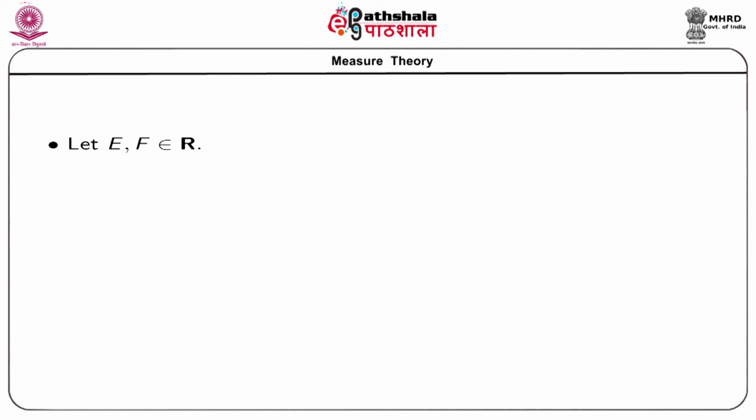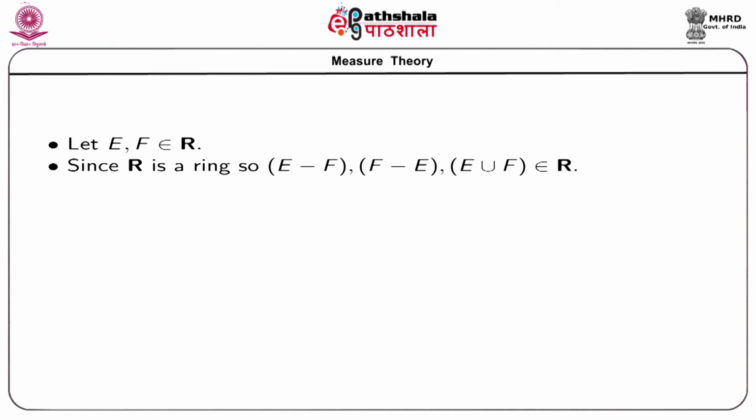Now, we start with two sets E and F from R. Since R is a ring, E minus F, F minus E and E union F, all of them belong to R. Consequently, as R is a subset of MR, all the three sets E minus F, F minus E and E union F belong to MR, and this shows that E belongs to Kf.